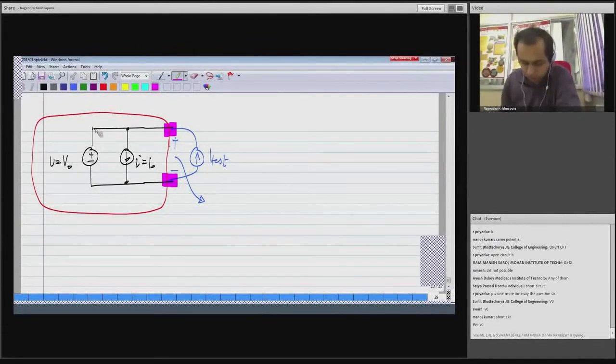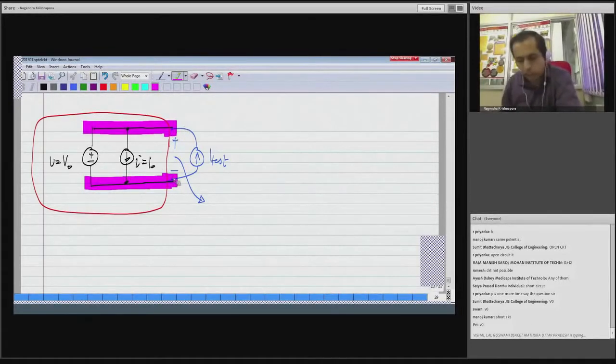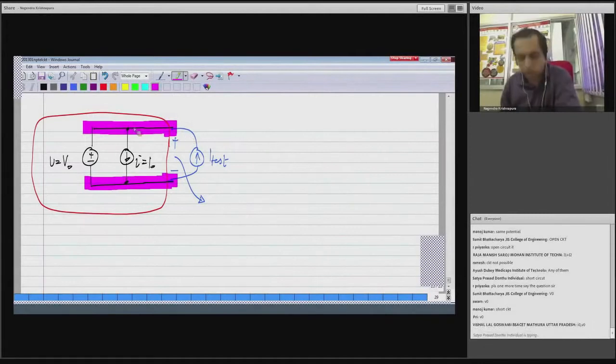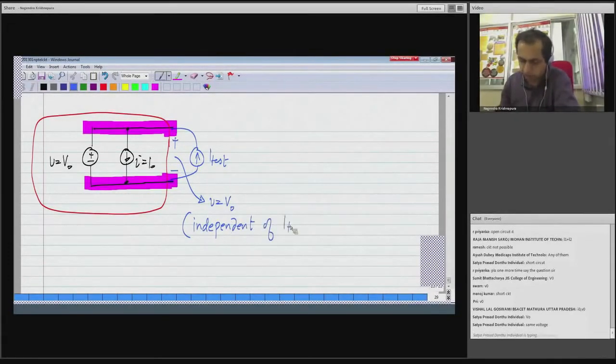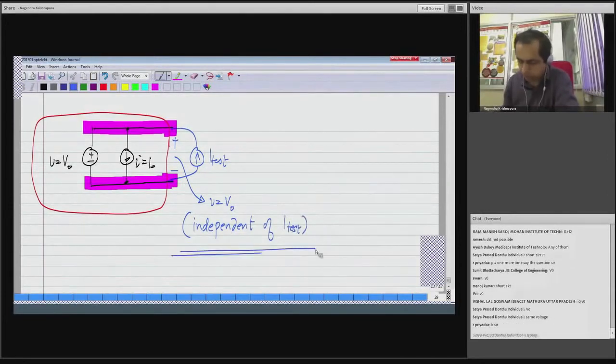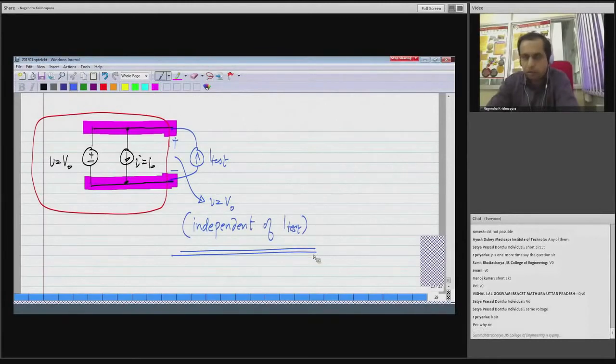Clearly, this voltage source will enforce the voltage between these two nodes to be exactly equal to V0, regardless of what current is flowing through it. So the voltage across these two terminals will be equal to V0, and this is independent of the current we have applied. So what does it mean? If the voltage value is independent of the current that is applied, what is the equivalent element?